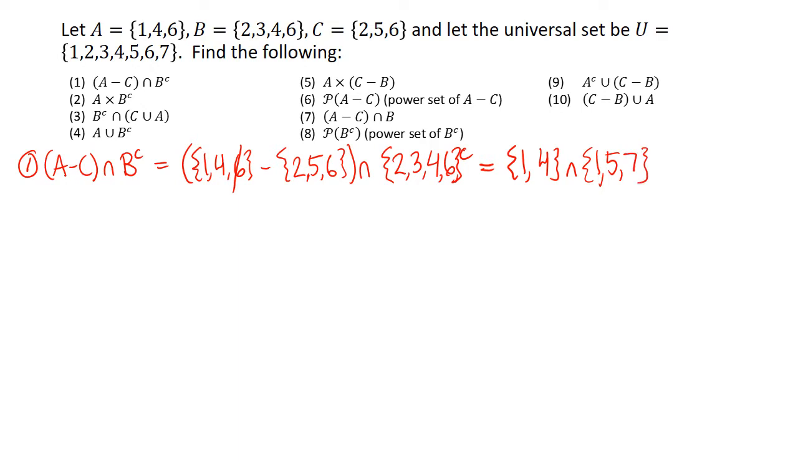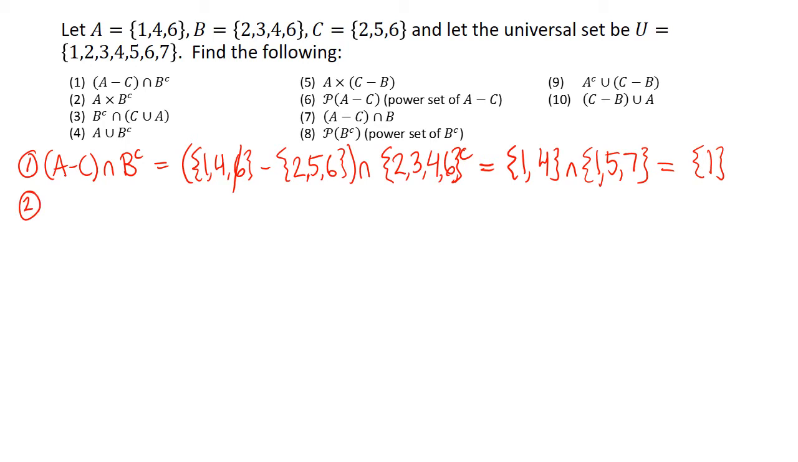Okay, so now that I'm down to this point, I'm just doing an intersection of the set {1, 4} with the set {1, 5, 7}. So that is everything that's in the overlap. Remember, when you have the intersection of two sets, that's where they overlap. So the intersection is the overlap. So this is just going to be {1}.